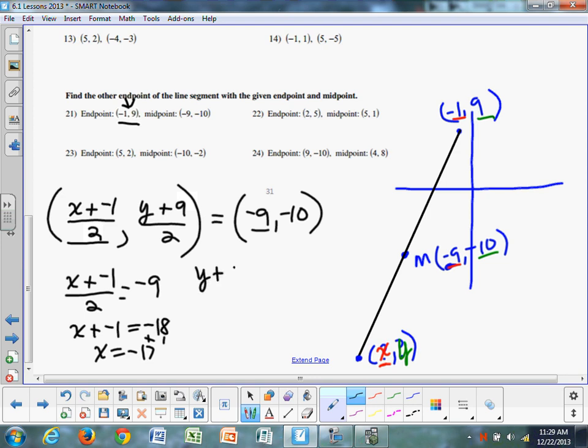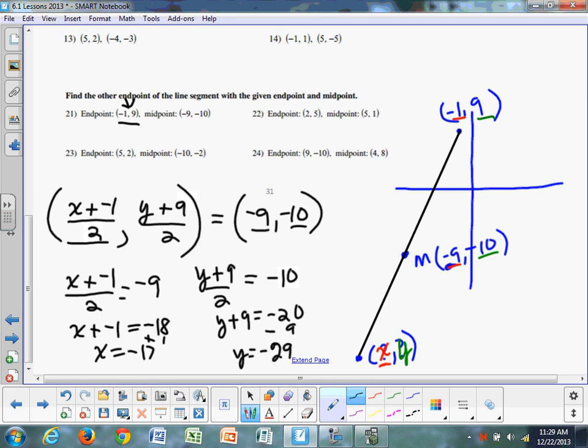I know that y plus 9 divided by 2 has to equal this number, -10. And so working backwards, I'm going to take -10 times 2, which is -20. Then I'm going to subtract 9, and I get y equals -29.